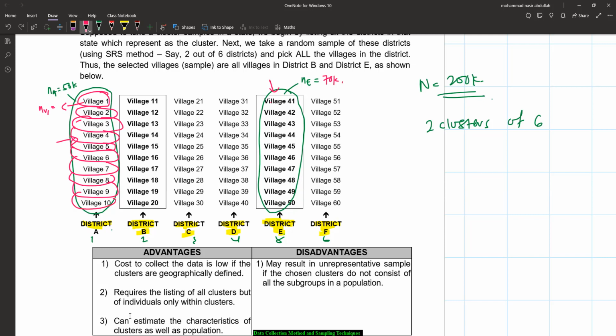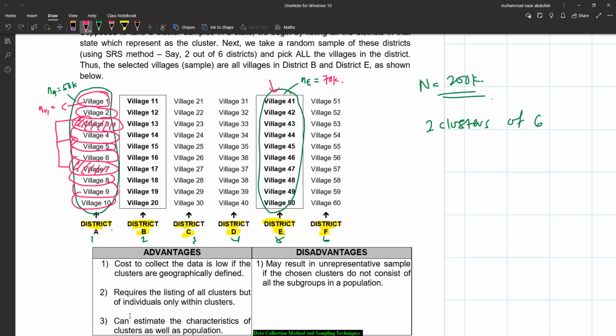So for district A, let's say we want to select only 2 village out of 10 village. So we use a simple random sampling to select 2 village out of 10 village. Let's say we select village number 3 and village number 7. So if you want to stop here, so we want to take census for all members in village 3 and village 7.